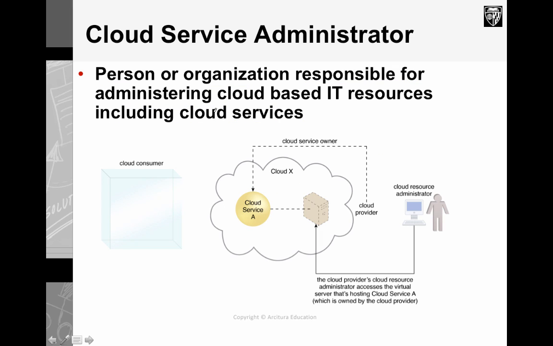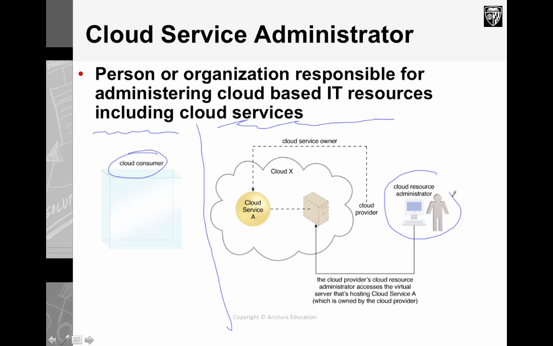Now, this relationship can become a little bit more complicated. Let's try to understand this. What I'm showing you here is the cloud consumer, and I'm also showing you here the cloud provider. So what you're seeing on this side is the cloud provider, and what you're seeing over here on this side is the cloud consumer. The cloud provider has a cloud resource administrator, and the cloud resource administrator has actually launched a virtual machine. Inside that virtual machine, he has launched a cloud service, and in this particular case, the cloud resource administrator is actually a member of the cloud provider.